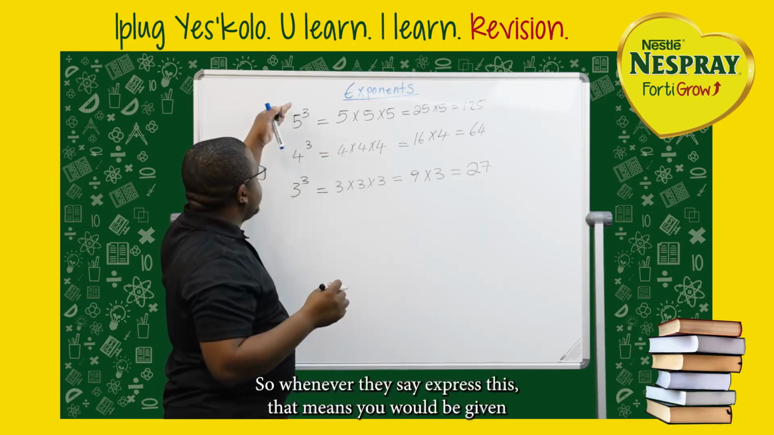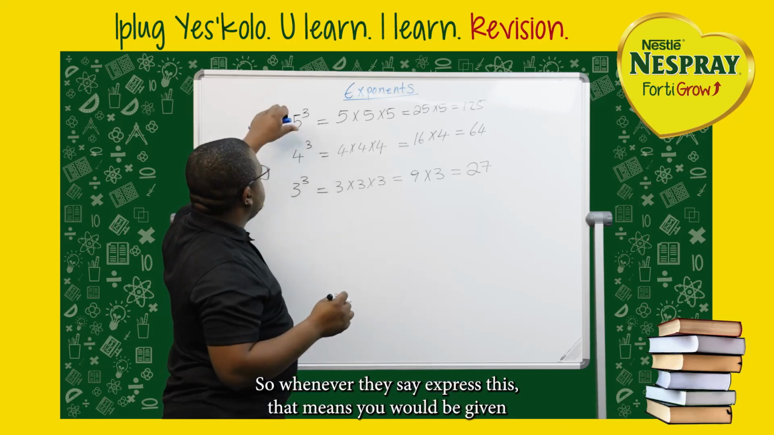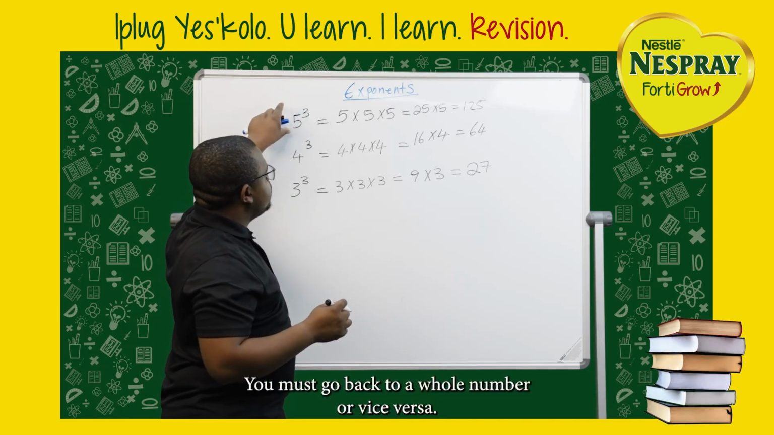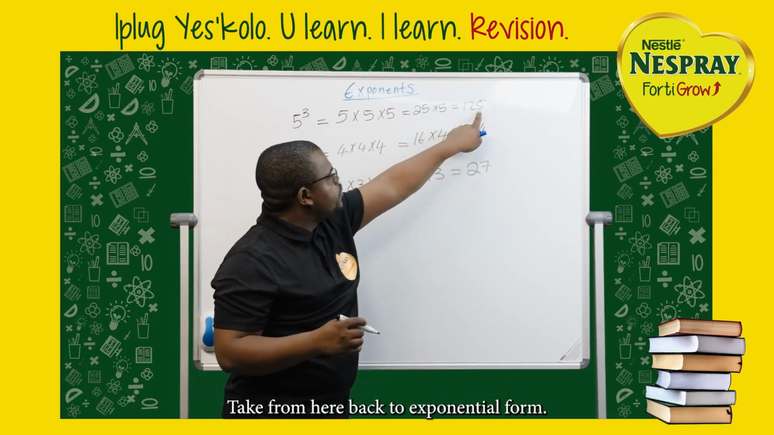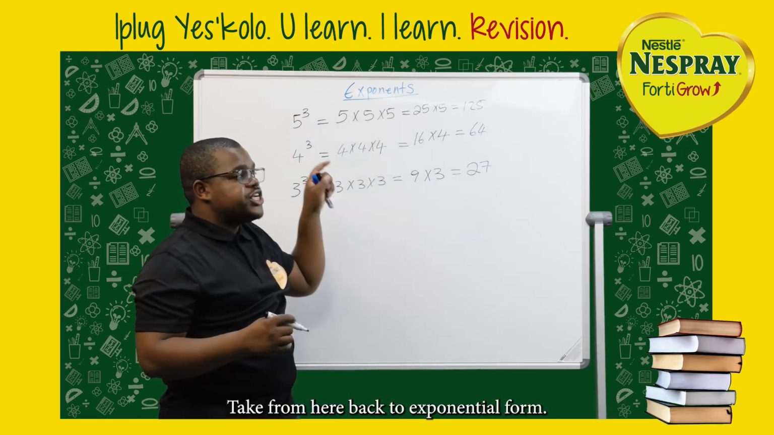So whenever they say express this, that means you will be given an exponential form. You must go back to a whole number, or vice versa, take from here back to an exponential form.